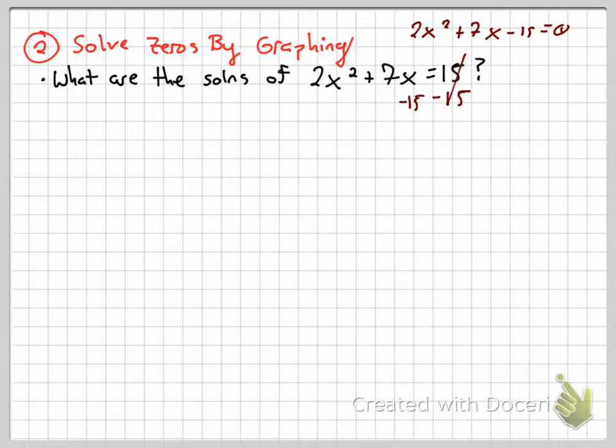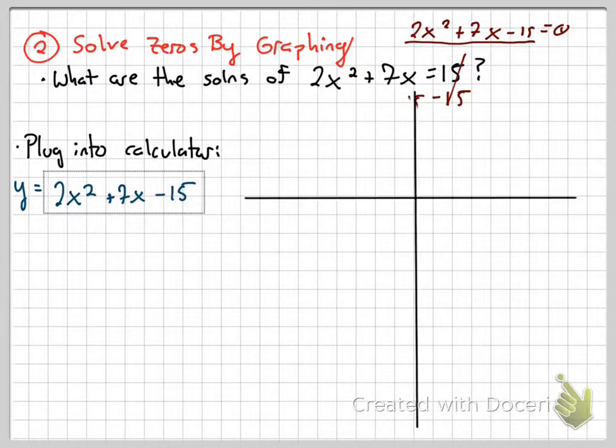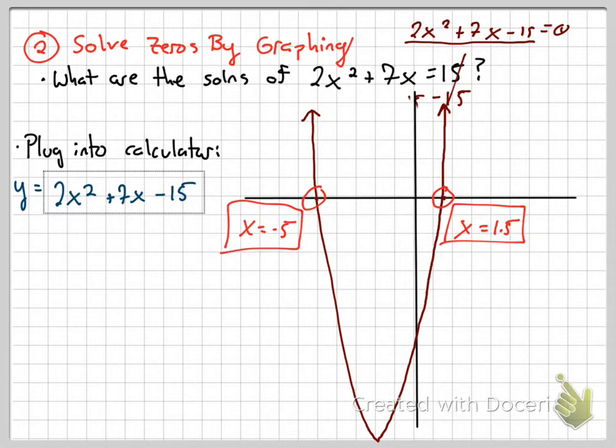From here, if I want to do what I did in the last example, I could factor, but another way I could do this is by graphing. So in my graphing calculator, I'm going to go into graphing mode, and I'm going to plug in this equation that I just got, 2x squared plus 7x minus 15. I'm going to plug that in, and on a graph, I'm going to see I get something like this. My zeros are where I cross the x-axis. So if I look at my graph, I'll see that I have zeros at negative 5, and I also have a zero at 1.5, and those would be my solutions.